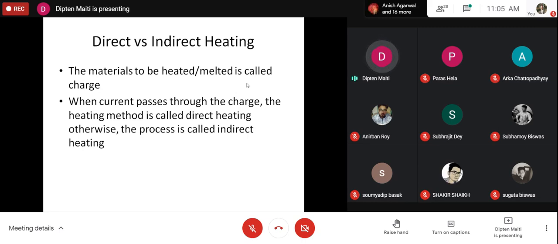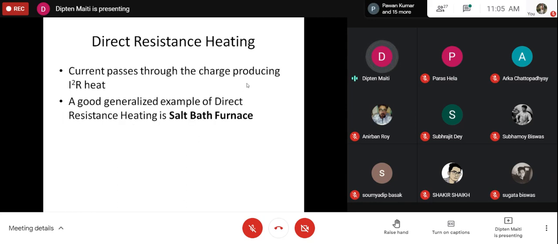So when current passes through the charge, of course, there will be I square R heating, and other types of heating also. However, here if the current passes directly through the charge, we would call that direct heating. And if the current does not pass through the charge, we would call that indirect heating. We will go into that.